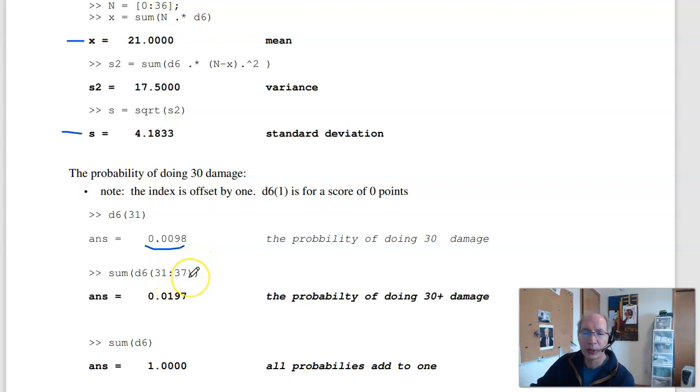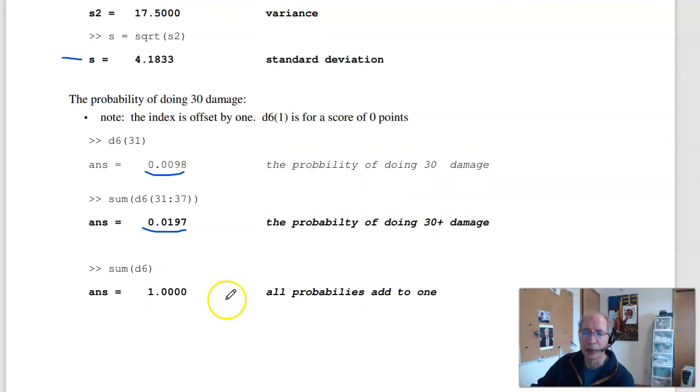The probability of doing 30 or more damage is the sum of all values between 30 on up, or the index 31 on up. 1.97% chance of doing 30 damage with a level 6 fireball. And the probability of doing something, of doing anything, is 1. All probabilities add to 1.